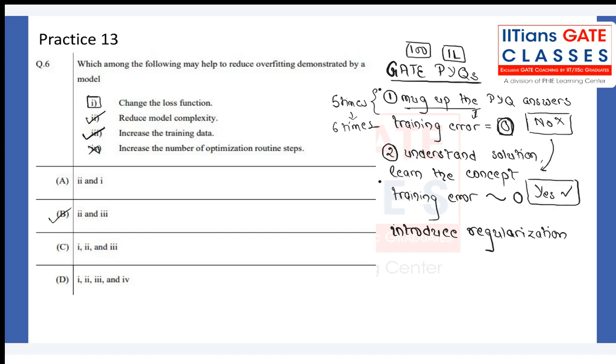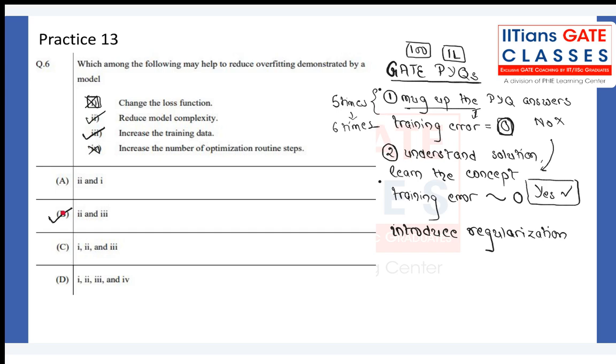So I don't know why people are answering this as correct. This is not logically correct. How can I explain? For example, I was evaluating your model, whether you are studying for the GATE or not, and then tomorrow you might change me. Does that make your model better? Does that reduce the overfitting? It may not, right? So this is not correct. So that's why B is the right answer.